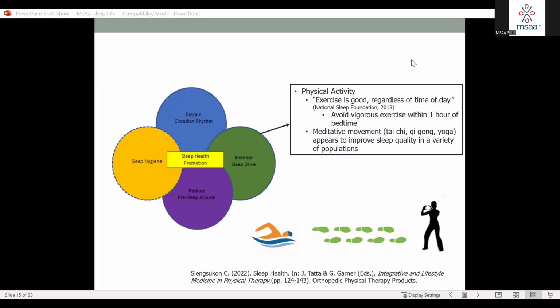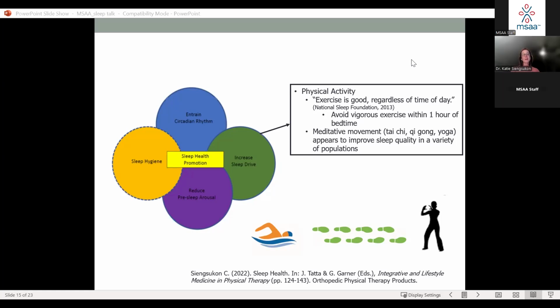It can be strengthening, it can be aerobic exercise, it can be meditative type movements. They all appear to be beneficial to help people sleep better, including people with multiple sclerosis. So again, we looked at those 12 or 13 studies, some mixed results, but again, likely because of various methodological reasons that we've talked about.